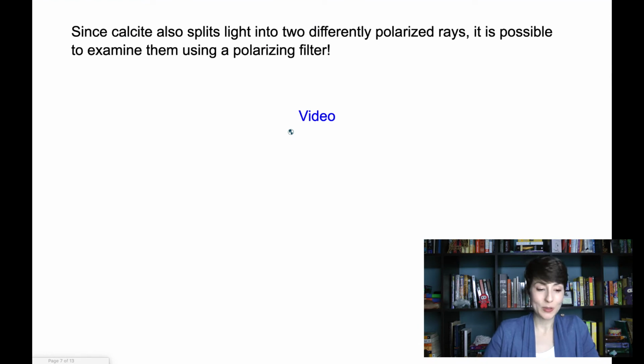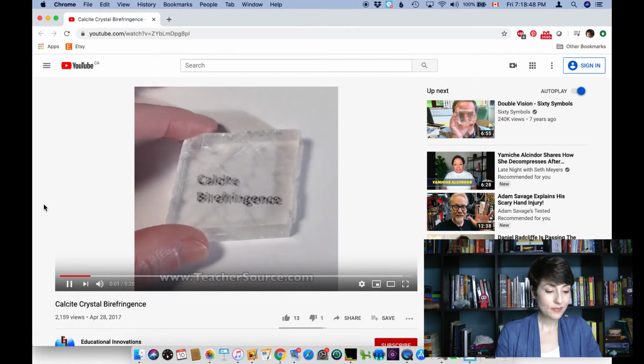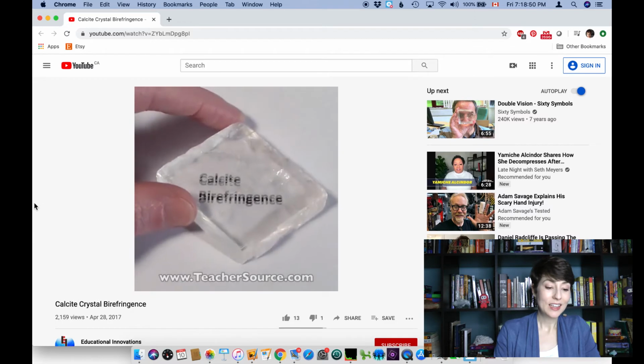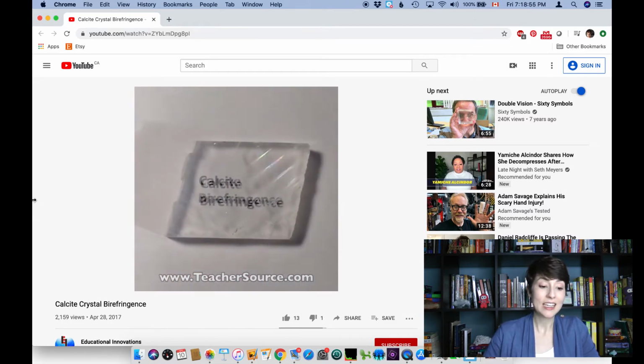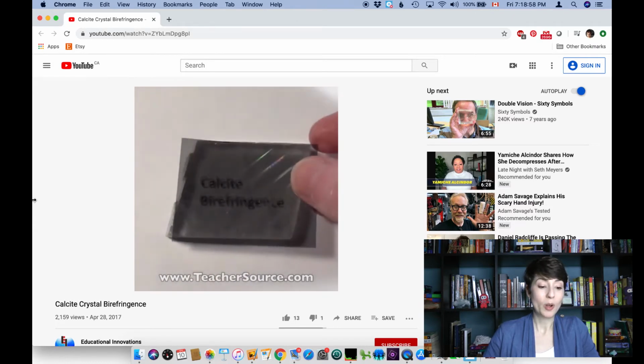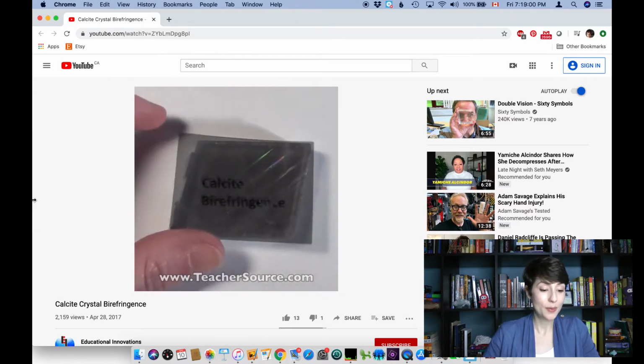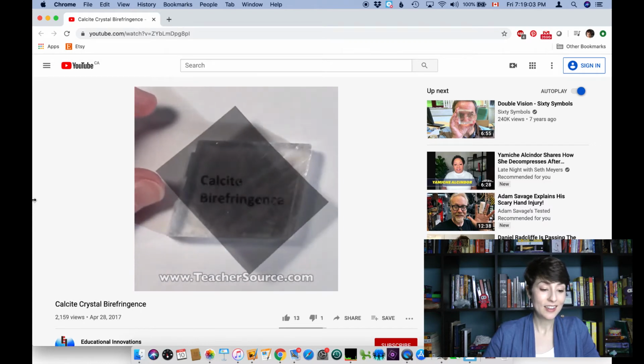Since calcite also splits light into two different polarized rays, it is possible to actually view the two images separately. All you need is a polarizing filter. So in this quick video, you can see what's happening as calcite is placed over some text. Two images are produced. Each one has a different polarization. When a polarizing filter is placed over top and then rotated until it blocks out one of those rays, only one particular polarization of light ends up getting through.